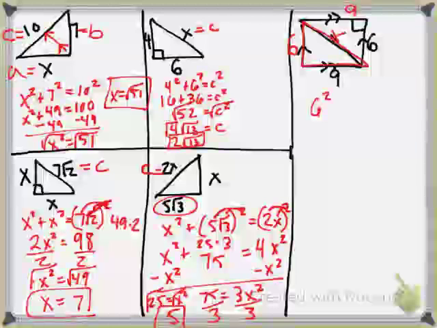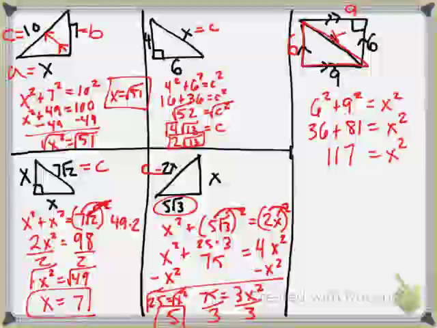So we're going to go 6 squared plus 9 squared equals x squared. Hypotenuse always alone. 6 squared is? 9 squared is? 81. 36 plus 81 is? 117. Square root it.